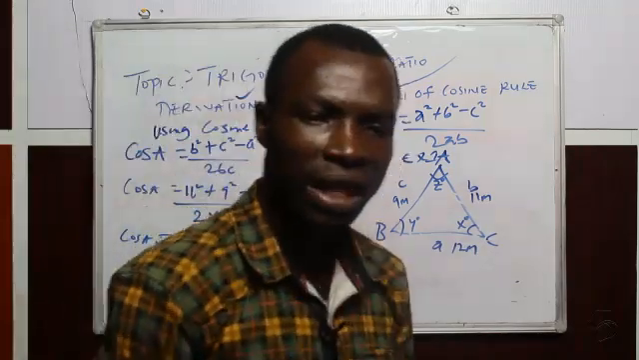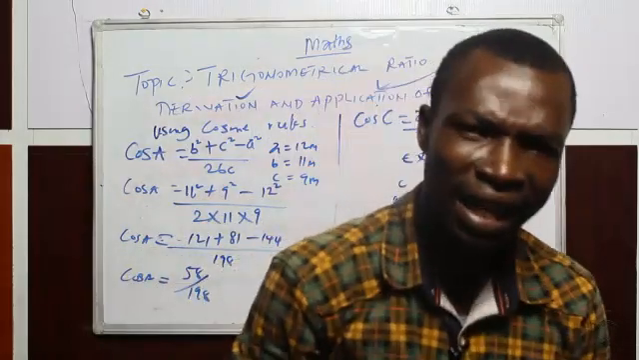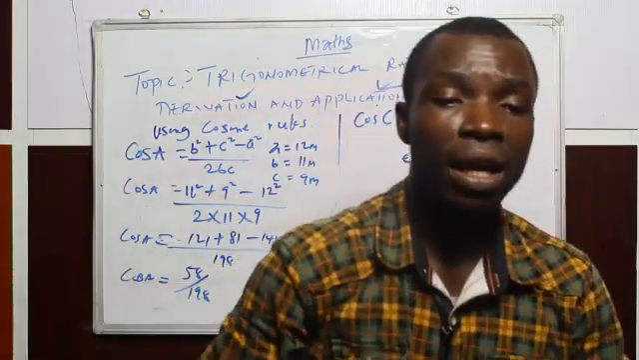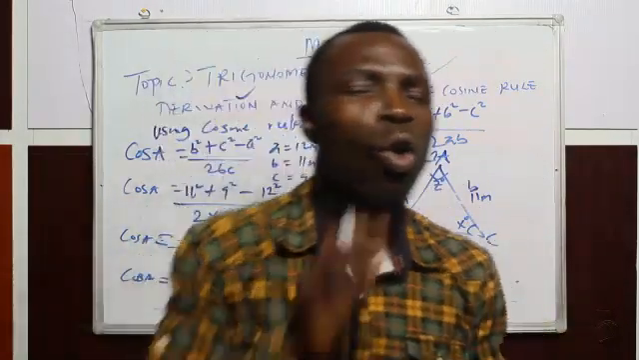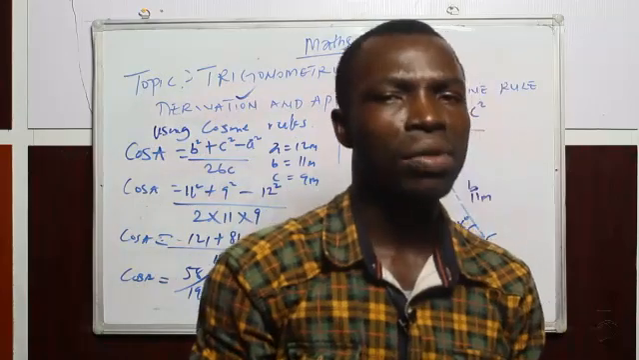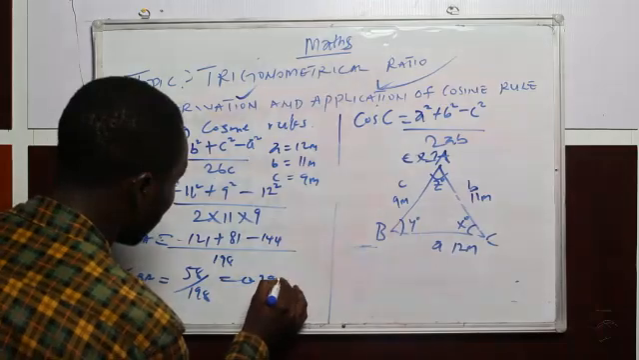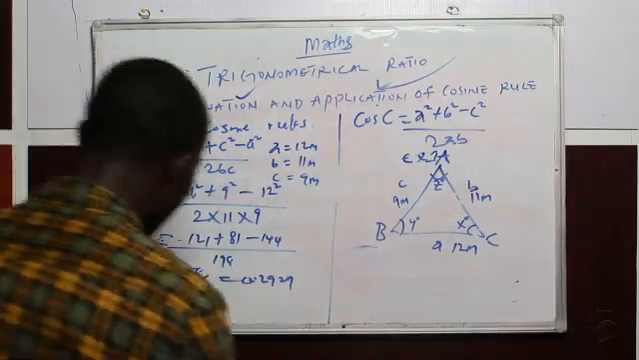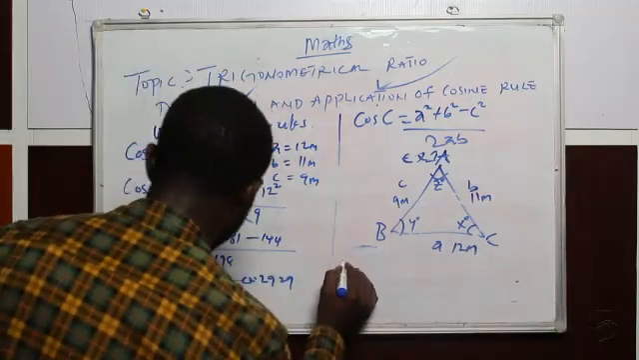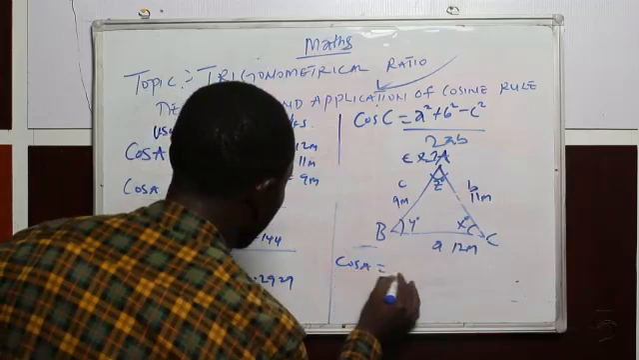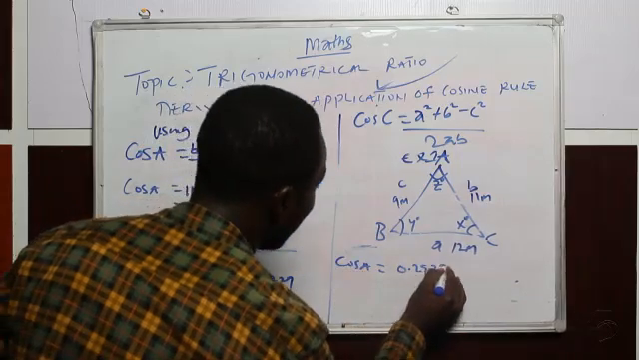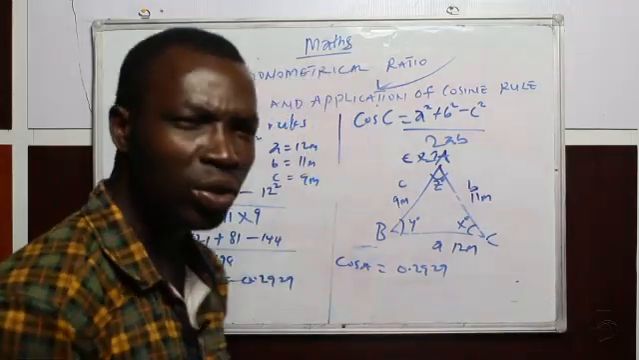What is 58 over 198? Divide 58 by 198 to give us 0.2929. Check your calculator. Therefore, we know that our cos A is 0.2929. But it is the angle they ask us to find.